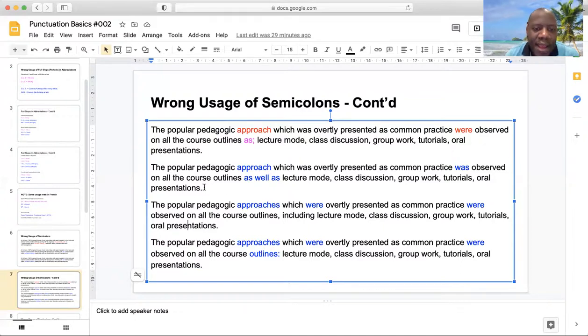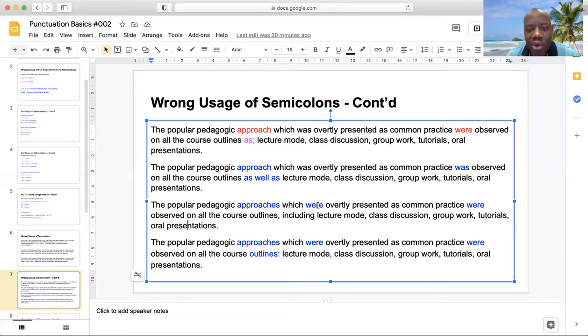So now let's come here. The first, I have three possibilities that I've suggested here. One would be the popular pedagogic approach, which was overtly presented as, so I use was here because was should be in agreement with approach, on all the course outlines, as well as, so I thought the sentence would make more sense if it said something like as well as lecture mode, class discussion, group work, tutorials, oral presentations. Or we could also say, because we don't know actually if this sentence was intended to have approach as plural or singular, but assuming that it was to be plural, then we will have the popular pedagogic approaches.